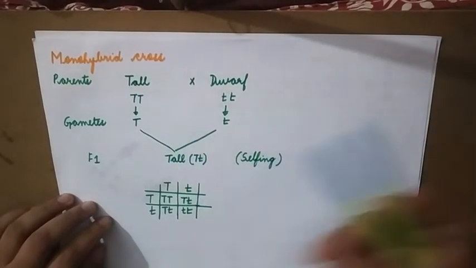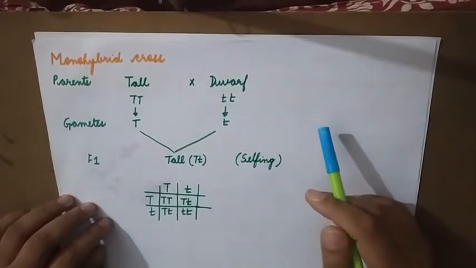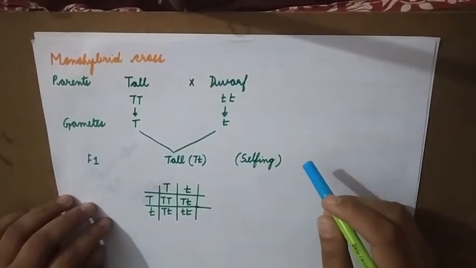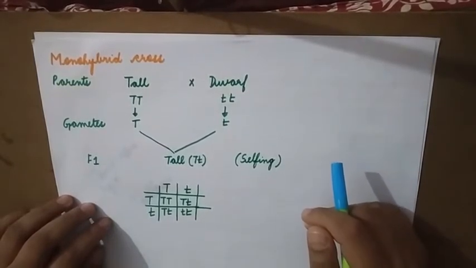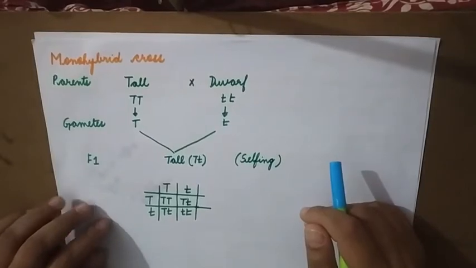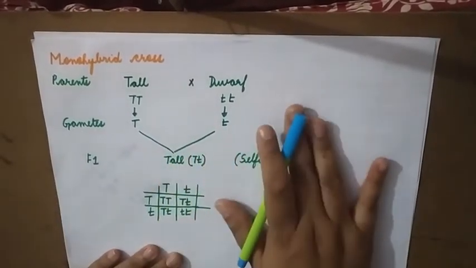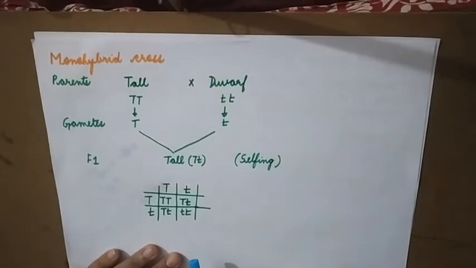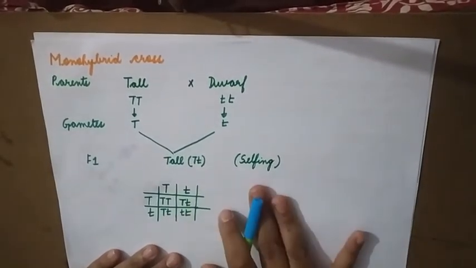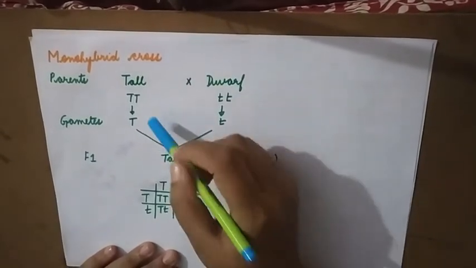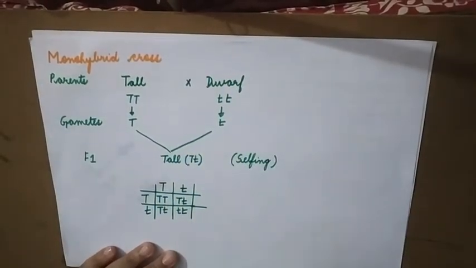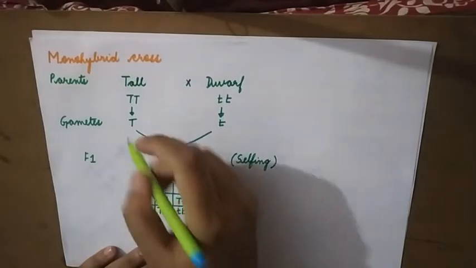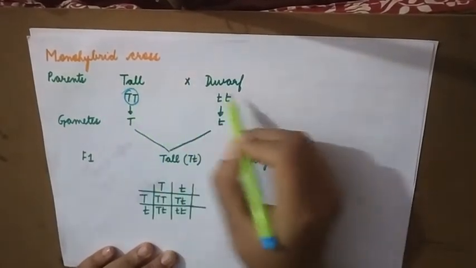Apart from the tallness or dwarfness of the plant, you can also take any other characteristic, might be the shape of the pod or the color of the pod. Here I have taken the height of the plant as a characteristic and a cross is done. Now I am selfing this plant for several generations so that I get the pure line. When I say pure line, it means it is homozygous.